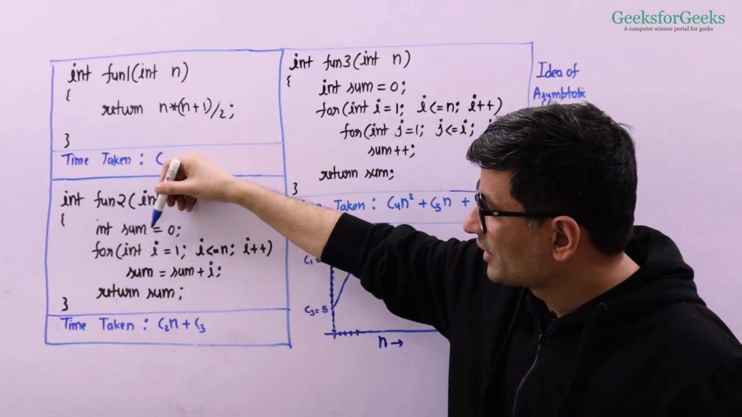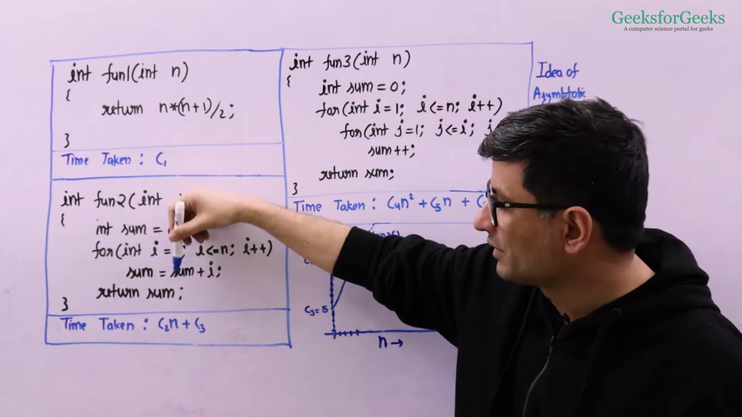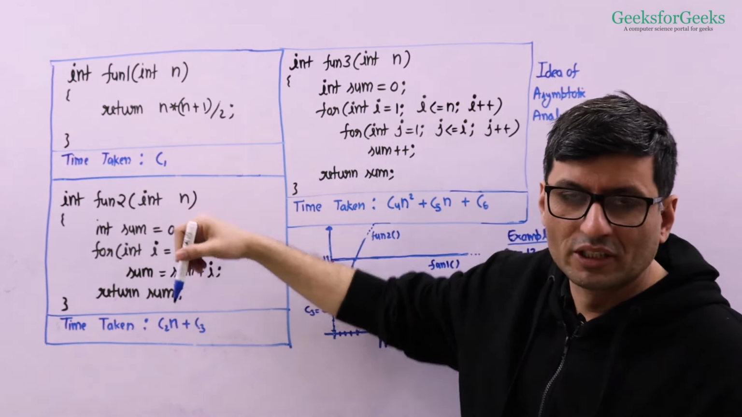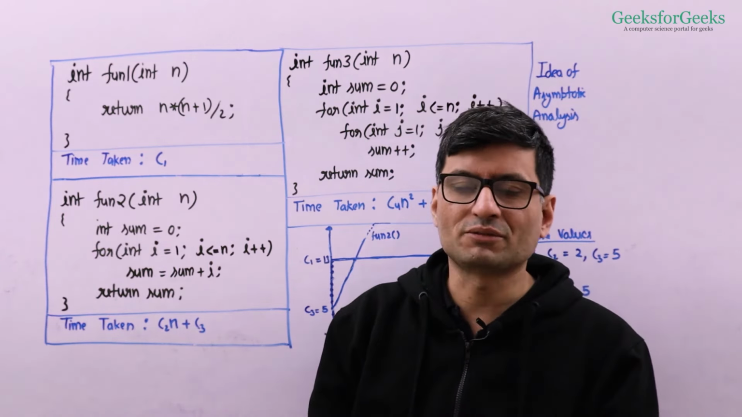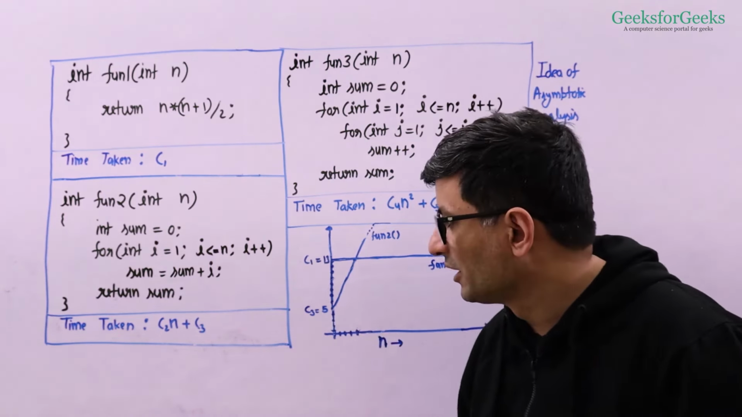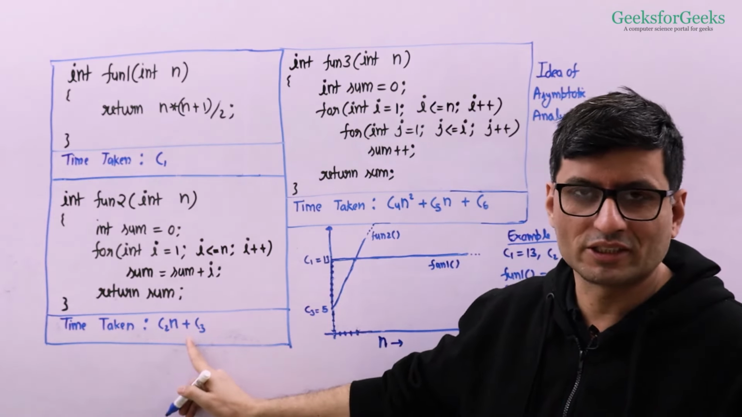For example, this sum equal to 0 is happening once, this initialization of i equal to 1 is happening only once, this return sum is happening once. So there are some things which are being executed a constant number of times and some things which are being executed n times. So that is why we have written the time taken as C2n plus C3.